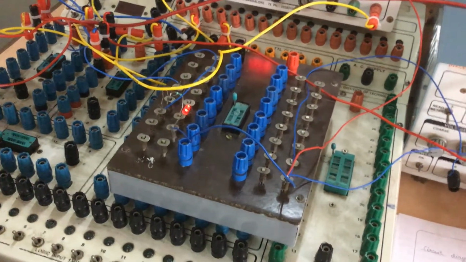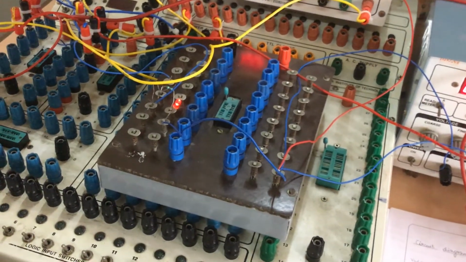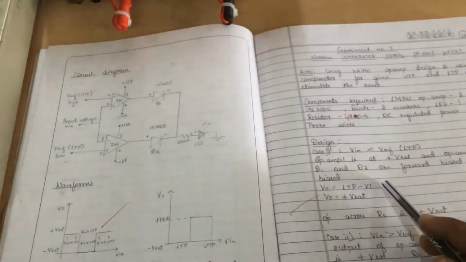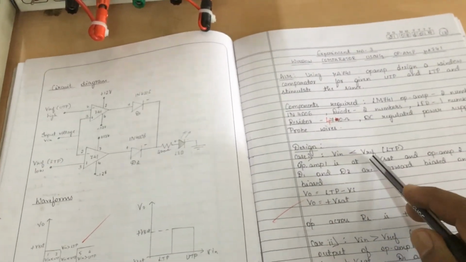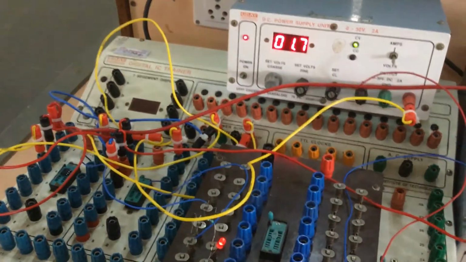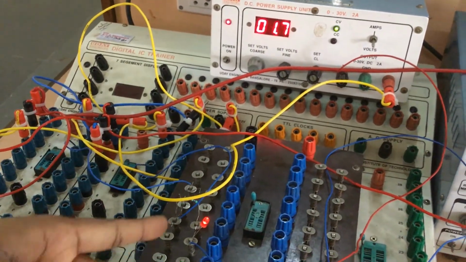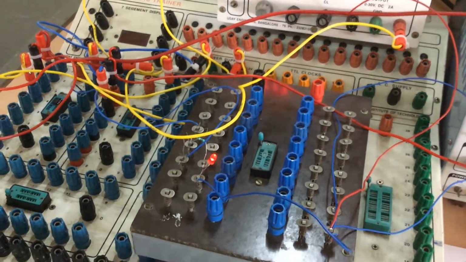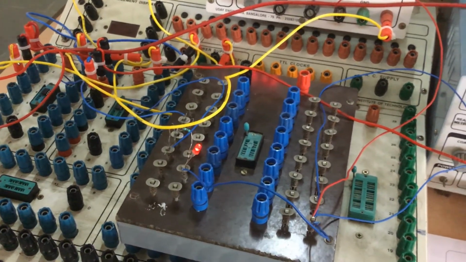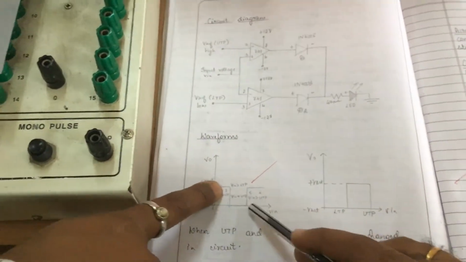And the input voltage should be lesser than this reference voltage in case 1. And you can apply around 1.7 volts as an input voltage. And the LED is glowing now. Now let us see how we are doing with the second case. And also you can observe this kind of waveform here.